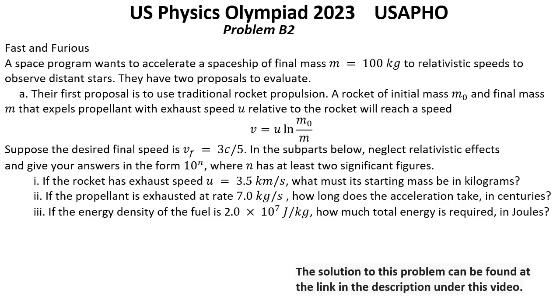Question 1. If the rocket has exhaust speed u equal 3.5 km per second, what must its starting mass be in kilograms? Question 2. If the propellant is exhausted at rate 7.0 kg per second, how long does the acceleration take in centuries? Question 3. If the energy density of the fuel is 2.0 multiplied by 10 power 7 joules per kilogram, how much total energy is required in joules?